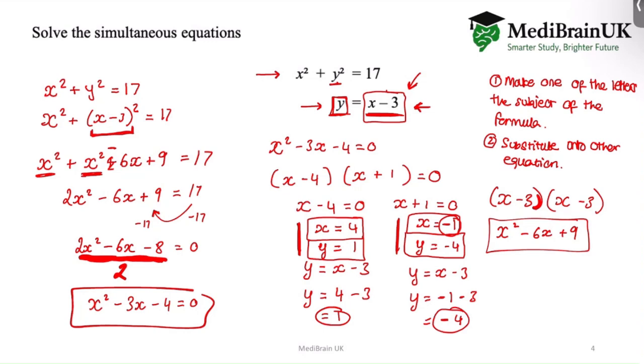Okay, so for example, let's substitute this one in. X is 4, y is 1. So in this top equation, we know that x squared plus y squared should equal 17. X is 4, so 4 squared, plus y, which is 1, 1 squared. Does that equal 17? 4 squared is 16. 16 add 1 is 17. That is true. So we know that our answers are correct. That's a way that you can use to check your answers.